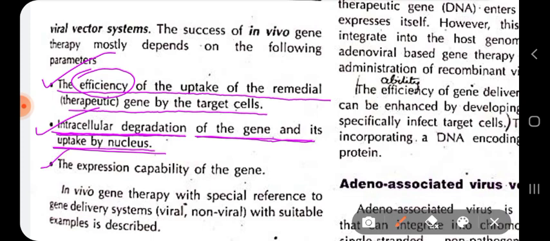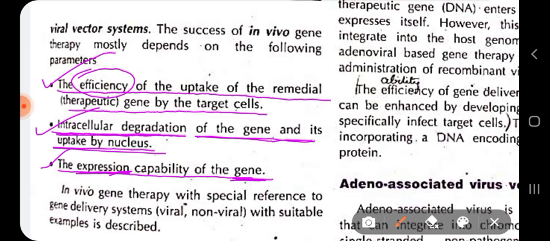The third is expression or capability of the gene, that is, how much the gene gets expressed within the target cell. That's also another factor. It plays an important role. So three factors are there. First is how much the cell is taking up our therapeutic gene when we are transferring it into the target cell. Second is the gene is going to be inserted into the target cell.